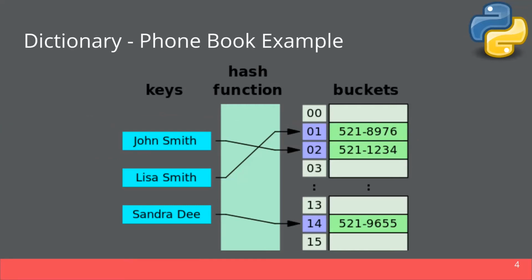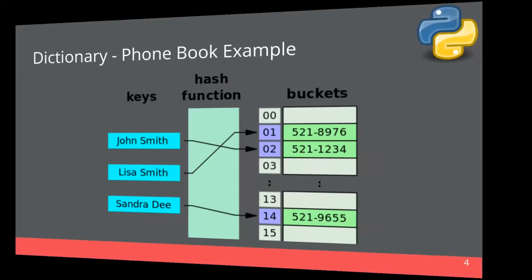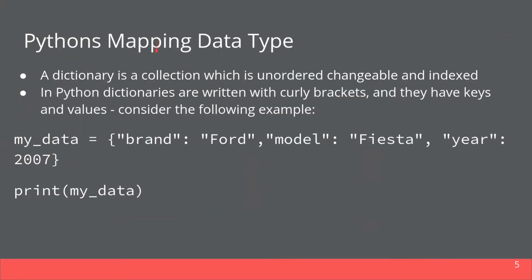So how do we represent this in Python? In Python, the mapping data type is called a dictionary, and it's a collection which is unordered, changeable, and indexed. And in Python, dictionaries are written using curly brackets. So my_data would be the name that we're going to give this dictionary variable, equals, and then opening up these curly braces tells Python that we're about to declare a dictionary.